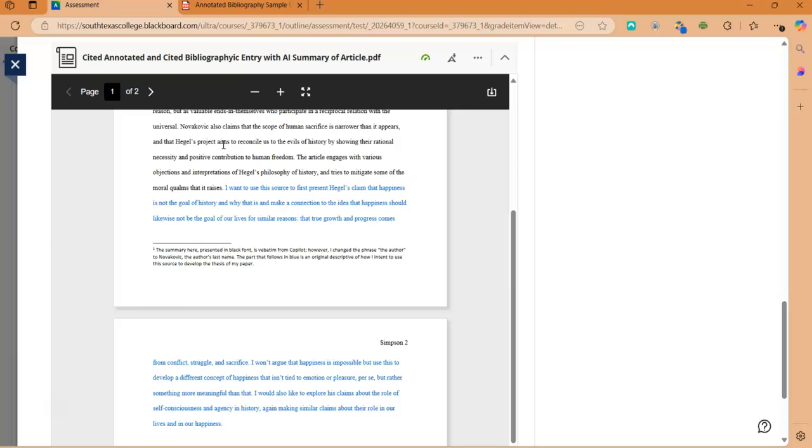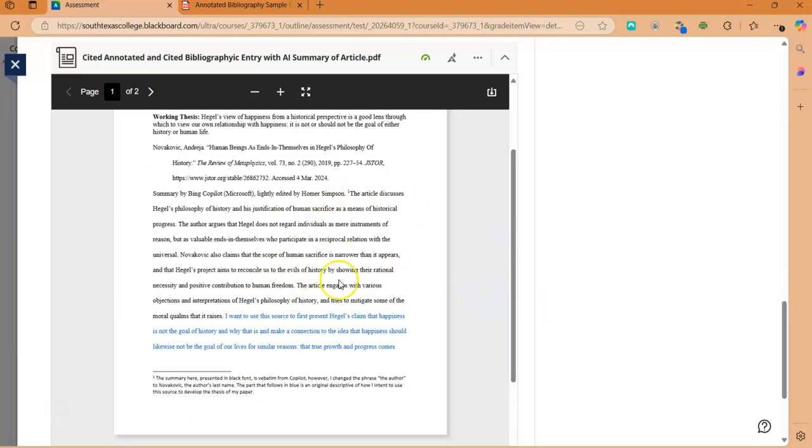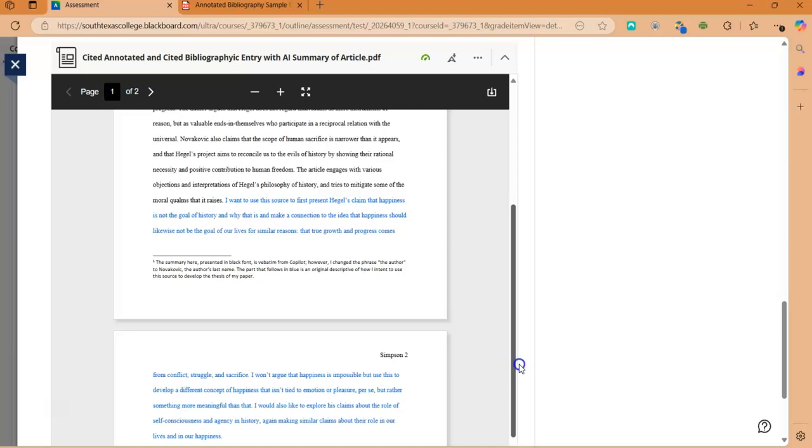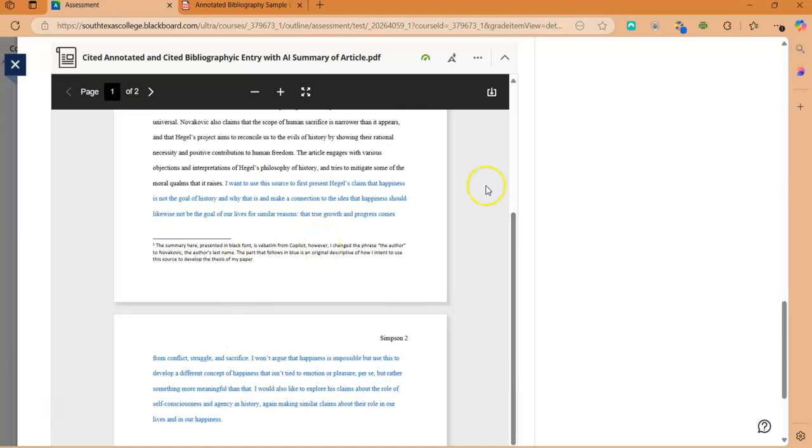I won't argue that happiness is impossible, but I will use this to develop a different concept of happiness that isn't tied to emotion or pleasure per se, but rather to something more meaningful than that. I would also like to explore his claims about the role of self-consciousness and agency in history, again making similar claims about their role in our lives and in our happiness. So notice that my explanation of how I'm going to use this is a lot clearer and more simply stated than just the straight upshot of his article. I know exactly what I'm going to use from the article, and I'm going to make it plain and simple, and I'm going to use that as a lens through which to make these claims.